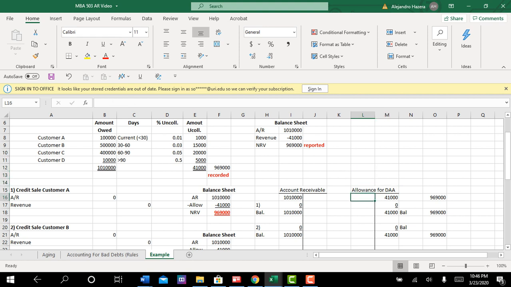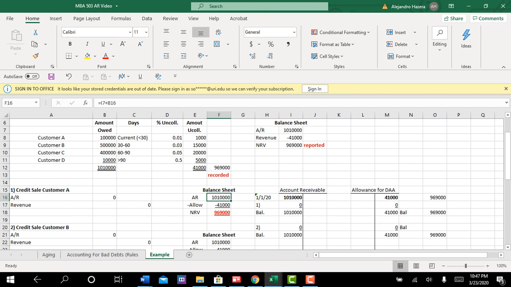But I want you to notice that the account balances as of 1/1/20 are the same: a debit balance in accounts receivable of $1,010,000 and a credit balance in the allowance account of $41,000. So that's where we're starting. Here's how it's reported. And I'm just giving you a balance sheet because I'm going to relate the balance sheet presentation to what happens to the accounts.